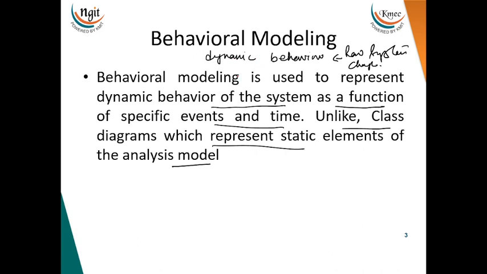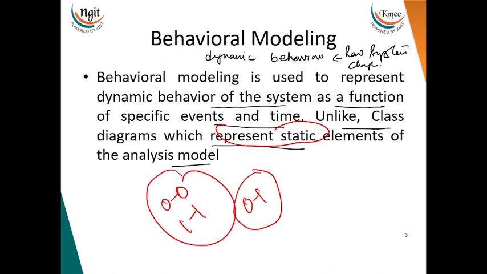It gives you the dynamic behavior of your system. What do you mean by dynamic behavior? If you are at 0, it will go to 1. If you are at 1, it will go to 0, based on that input, correct? Based on some events. Whereas a class diagram represents static behavior, where if it is 0, it will stay at 0. If it is 1, it will stay at 1.